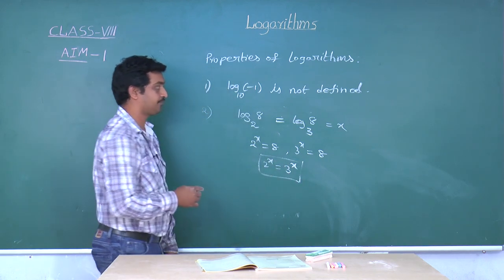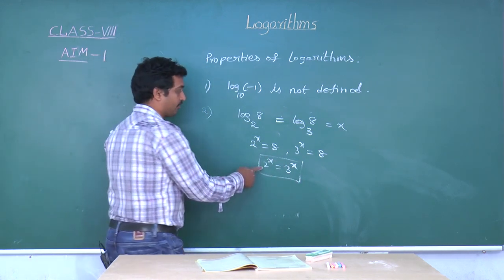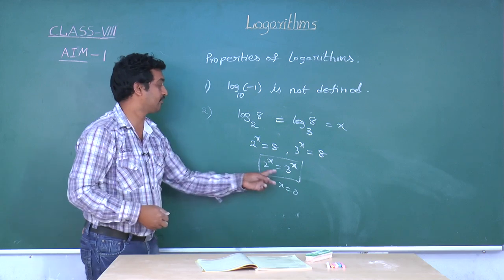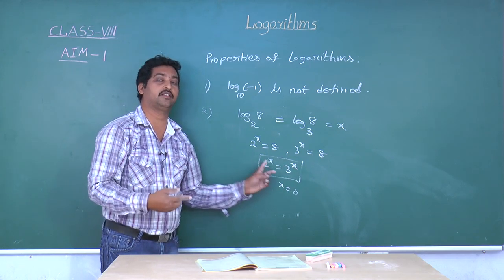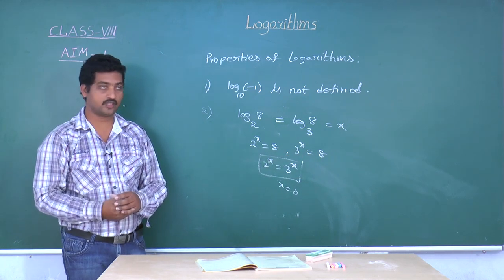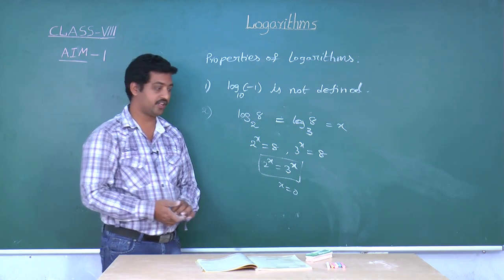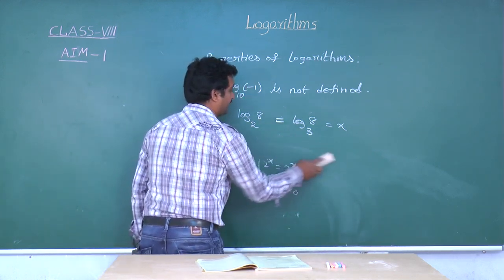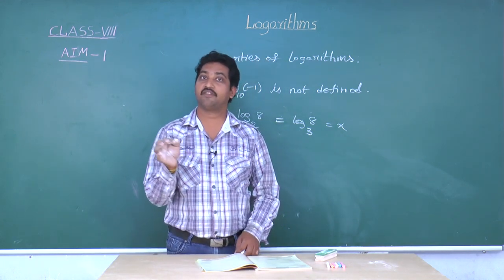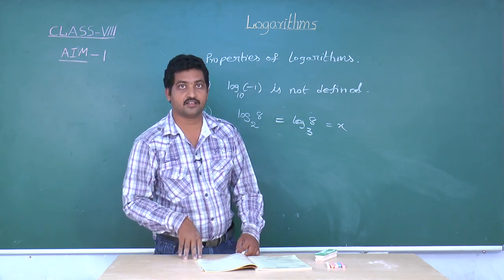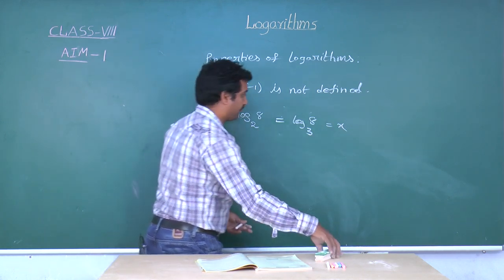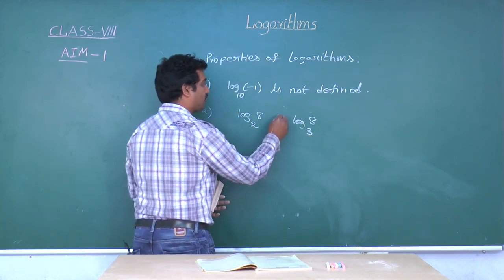Is it possible? 2 power x is equal to 3 power x is possible at x equal to 0. Okay, substitute x equal to 0 here. 2 power 0 is 1, 3 power 0 is 1. Is 1 equal to 8? No. So x is not possible. Therefore, we get one more property: logarithms of the same number with different bases are not equal. Okay, children? Finally, what we obtained here is that these two are not equal.